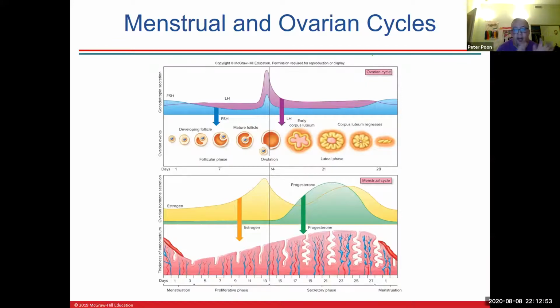So you can play around with the follicular phase and the proliferative phase, but the secretory phase and the luteal phase match.